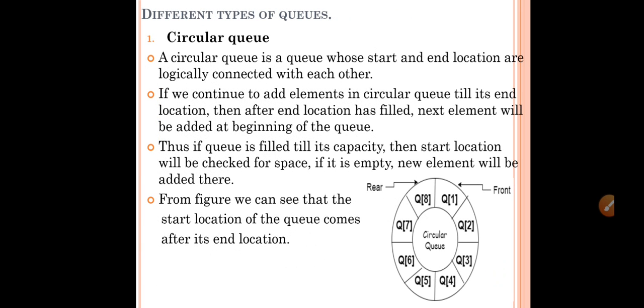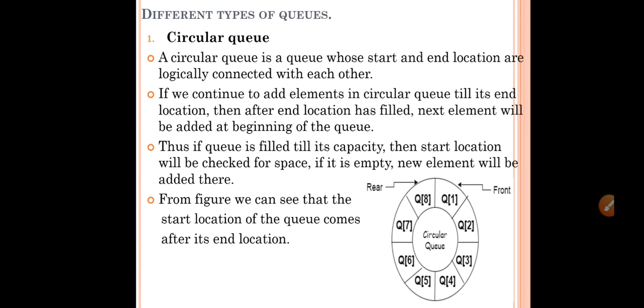So next we see the different types of queues. First, circular queue. A circular queue is a queue whose start and end locations are logically connected with each other. Okay, if we continue to add elements in a circular queue till its end location, then after the end location has filled, the next element will be added at the beginning of the queue. Thus, if a queue is filled till its capacity, then the start location will be checked for space.